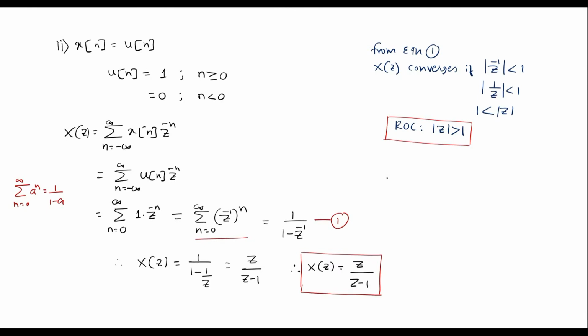Let's show the ROC in the z plane. So let this be the z plane. We'll assume that this is the unit circle, that is, the radius of this circle is 1. So this point is 1. So the ROC, that is the z value, should be greater than 1. That is, the ROC exists for magnitude greater than 1. That is the entire region outside the circle; this is the region of the ROC.